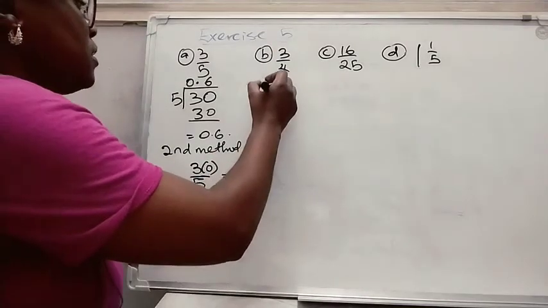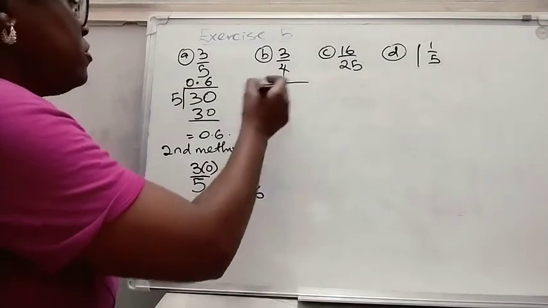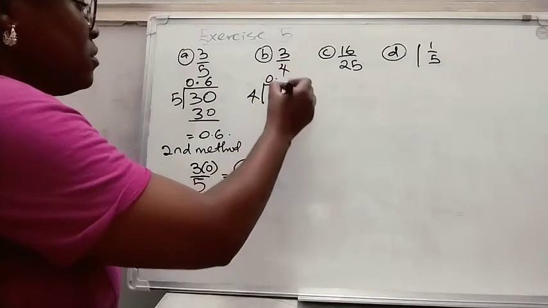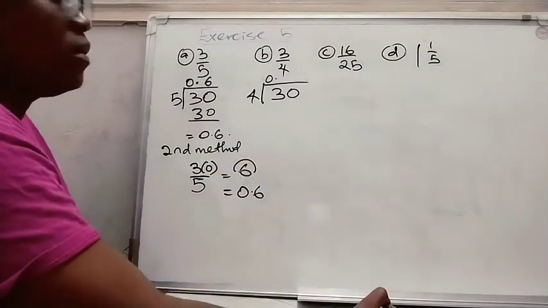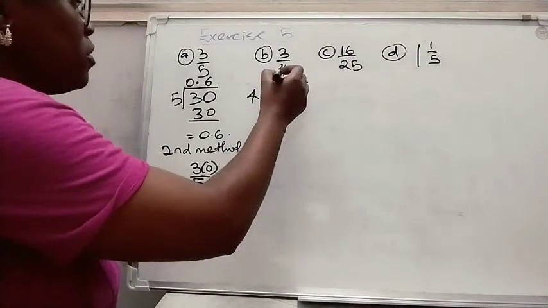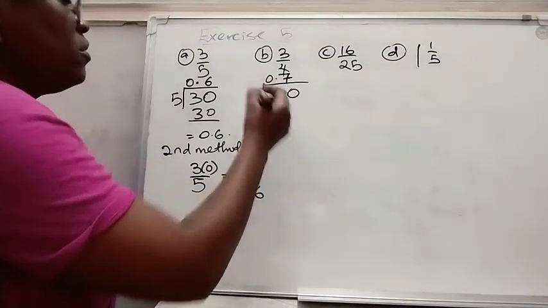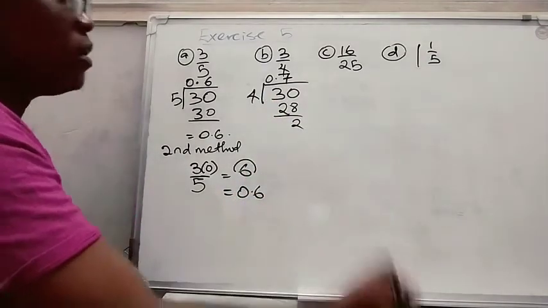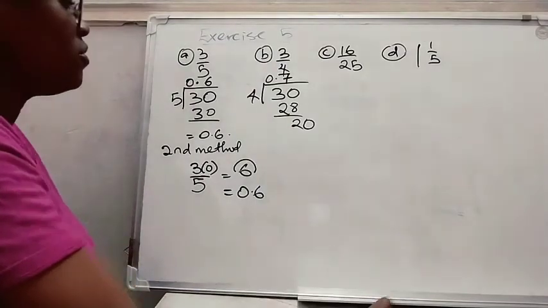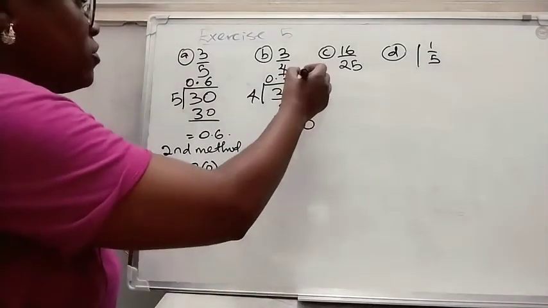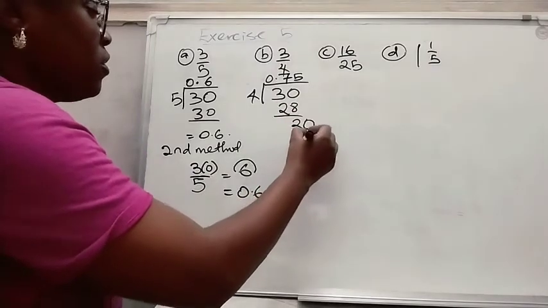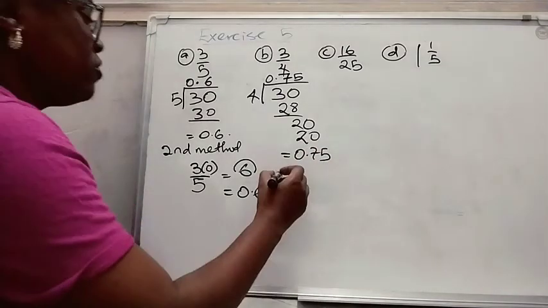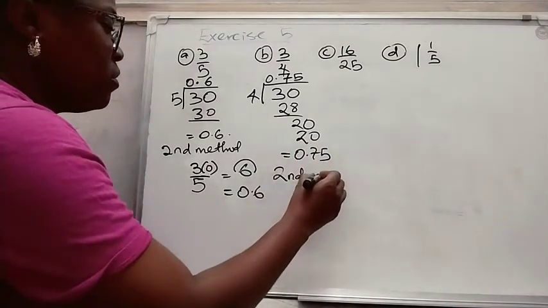For the second question, let's use long division, which is 4 and 3. We'll put a decimal, giving us 30. 30 divided by 4 is what? 7. 7 times 4 is 28, so we have a remainder of 2. Another 0 will enter here. So we have 20 divided by 4 will give us 5. 5 times 4 will give us 20. So this decimal is 0.75. So let's try out our second method.